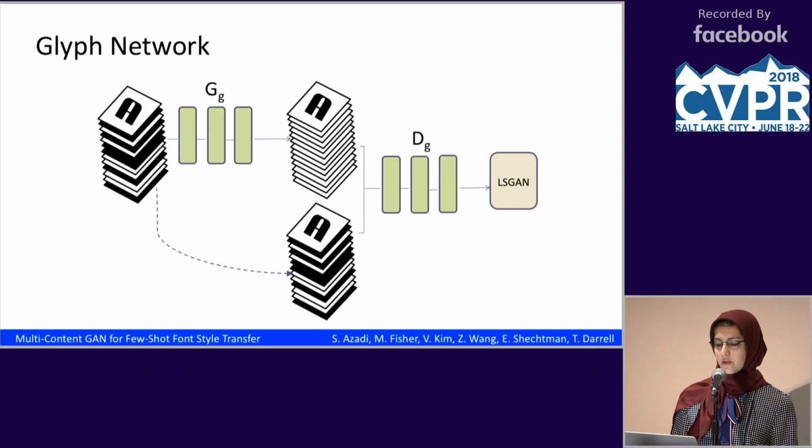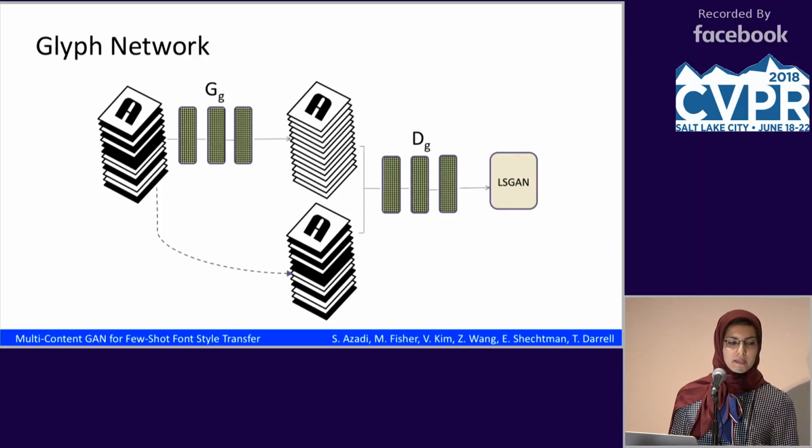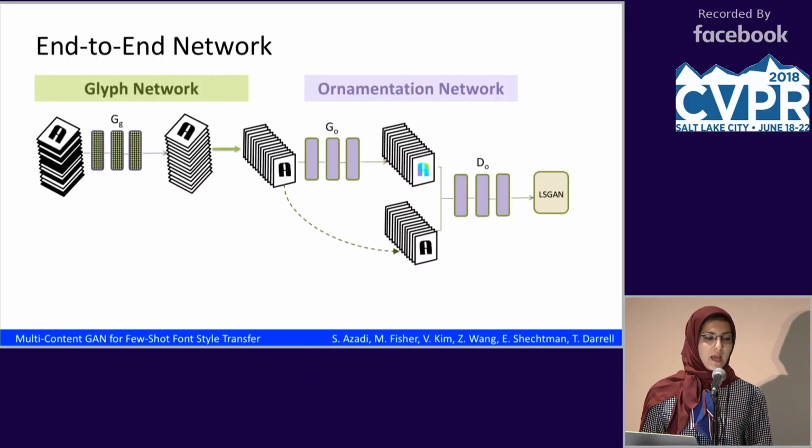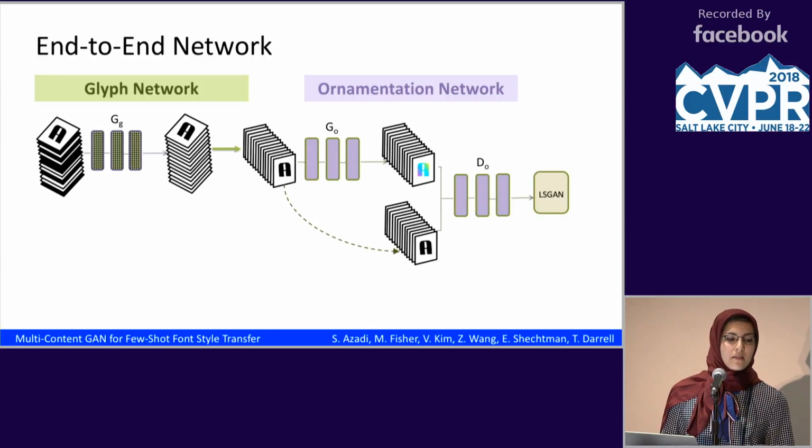Going into more detail for each network, GlyphNet is a conditional GAN with a generator and a discriminator filling in the missing glyphs given the few observed letters. We pre-trained this network on our 10K font dataset, where we have ground truth images for all glyph shapes. After a reshape and grayscale channel repetition, we feed the output of the glyph network to the ornamentation network in order to transfer the color and ornamentation of the observed letters to the unseen letters.